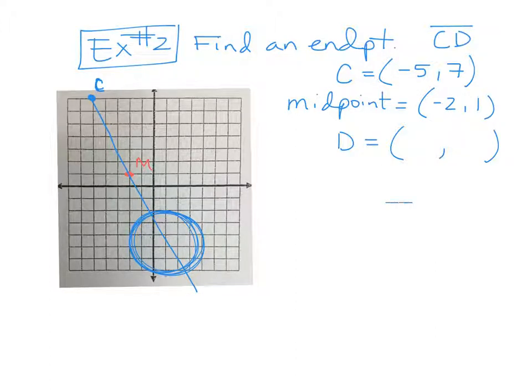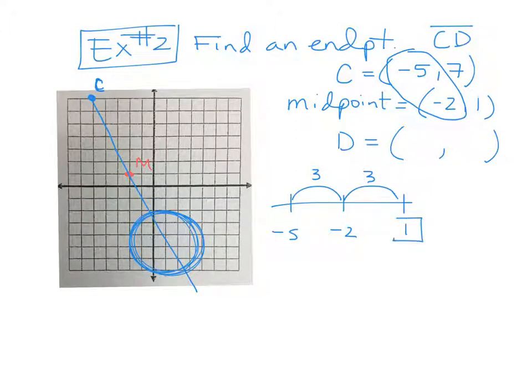On a number line, if I just look at my x's, I have a -5 and I have a -2, okay? How many units is it between -5 and -2? 3, right? We jumped 3 units to the right. So if I go 3 more units this way, where will I end up? At a +1, okay? Now look at your y's.